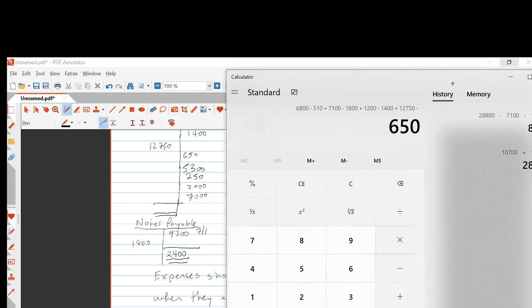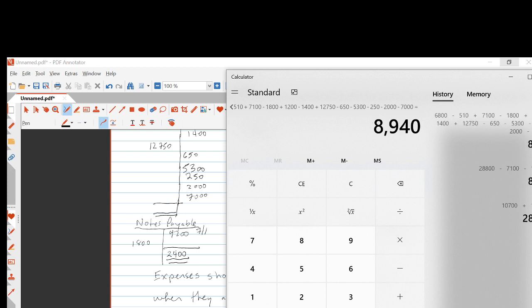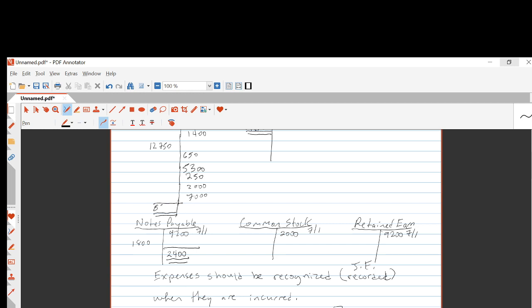So minus 650, minus 5,300, minus 250, minus 2,000, minus 7,000. So 8,940 it looks to be. So it ends at 8,940 the month of July.